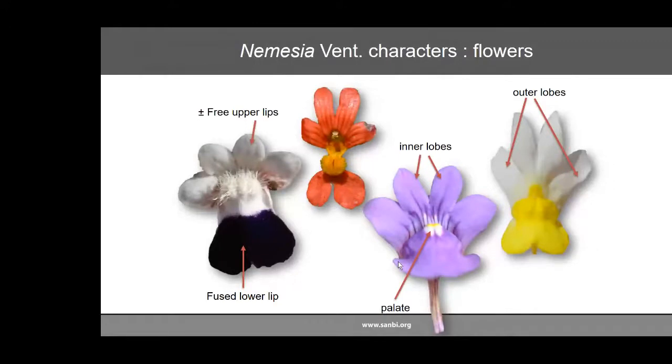If we look at some of the characters of the flowers, they are mostly aggregated into inflorescences, and the individual flowers are highly zygomorphic. The corolla consists mostly of a somewhat fused lower lip and plus minus three upper lips. The upper lip is divided into two inner lobes and two outer lobes. Then at the mouth of the tube, there is a raised hump, and that we call the palate.